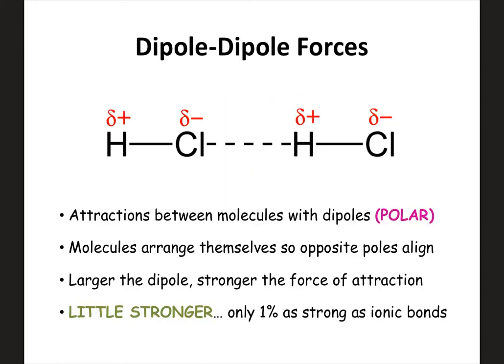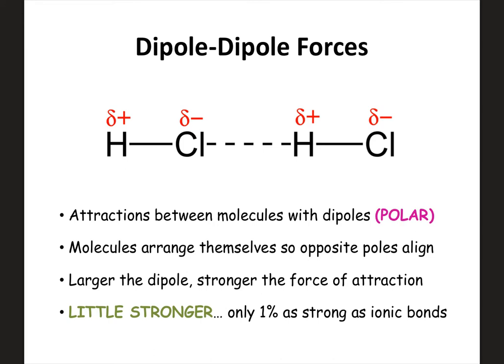The second type of IMF is dipole-dipole, all right? These are attractions between molecules that have permanent dipoles, all right? So typically, this is going to be the stronger IMF in polar molecules. So if you can identify that a molecule is polar, you know that it's going to have dipole-dipole forces as its strongest form of IMFs. It will still have LDFs, it's just that dipole-dipole are stronger.